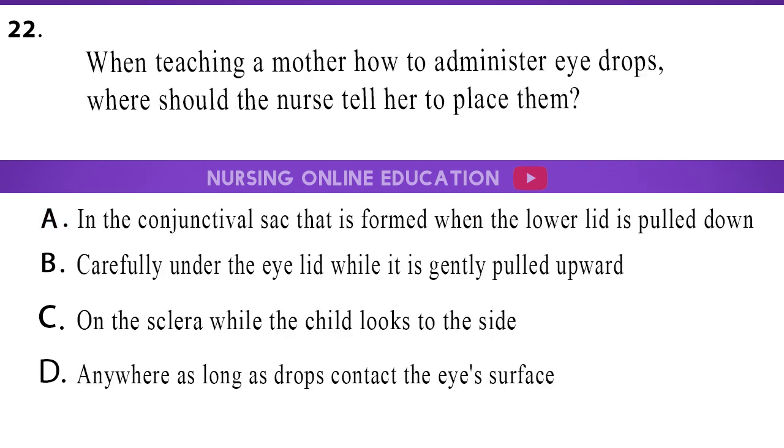22. When teaching a mother how to administer eye drops, where should the nurse tell her to place them? A. In the conjunctival sac that is formed when the lower lid is pulled down. B. Carefully under the eyelid while it is gently pulled upward. C. On the sclera while the child looks to the side. D. Anywhere as long as drops contact the eye's surface. The answer is option A, in the conjunctival sac that is formed when the lower lid is pulled down.